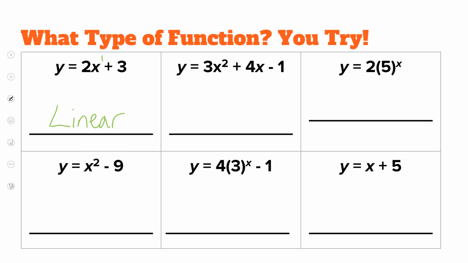Let's look at our next equation. I've given you y equals 3x squared plus 4x minus 1. Well, the degree here is 2, and a function that has a degree of 2 is going to be a quadratic function. Let's look at the third equation given to us. We're given y equals 2 multiplied by 5 to the x degree. Anything to the x degree is going to be an exponential function.